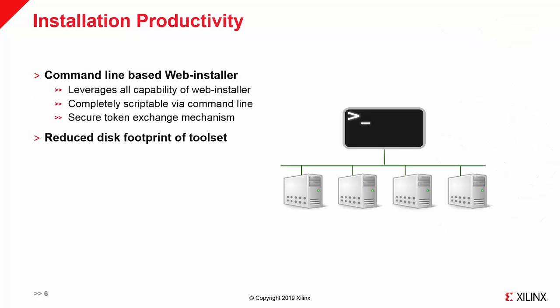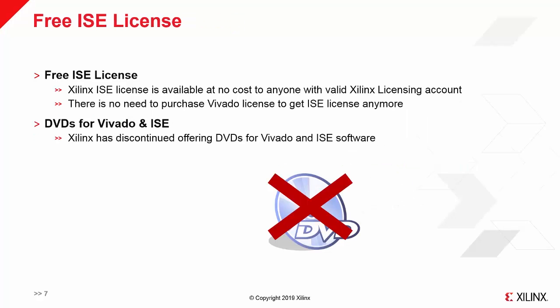In 2019.1, we're introducing a new command line-based web installer. The installer enables a complete install via the command line and authenticates using a secure token mechanism. We have also enabled an option by default to optimize disk usage. All duplicate files are removed and the disk image post-install is significantly reduced. On the licensing front, we are providing free ISE licenses for any customer with a valid Xilinx licensing account. We're also discontinuing offering installing DVDs for all Vivado and ISE software.